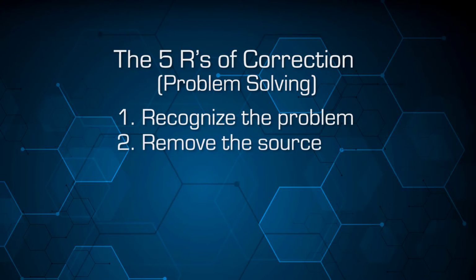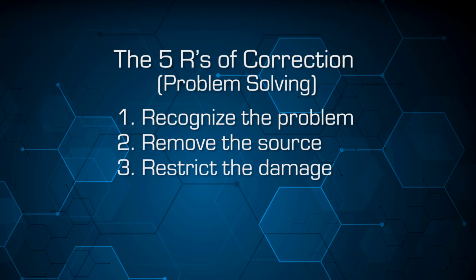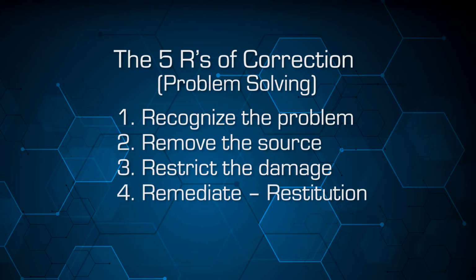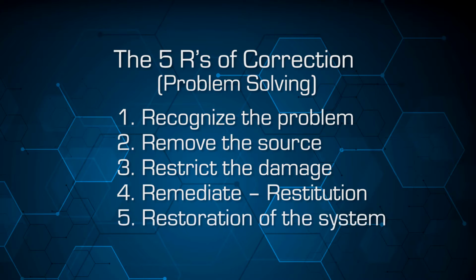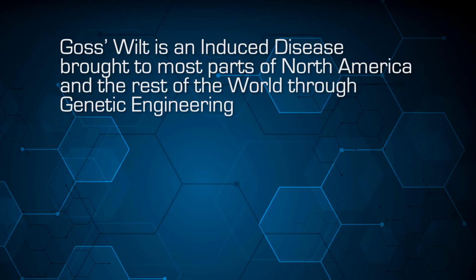To solve it, we need to remove the source. We need to restrict the damage, compensate for that damage, remediate and have restitution. And then we really need to restore the system that was providing us the economic control of the particular disease, in this case, Goss's wilt. Goss's wilt as an economic problem for us is an induced disease, brought to most parts of North America and the rest of the world through genetic engineering.